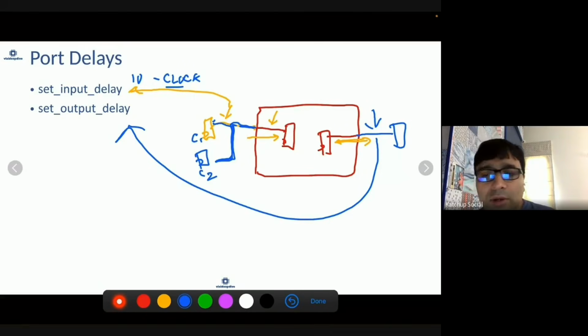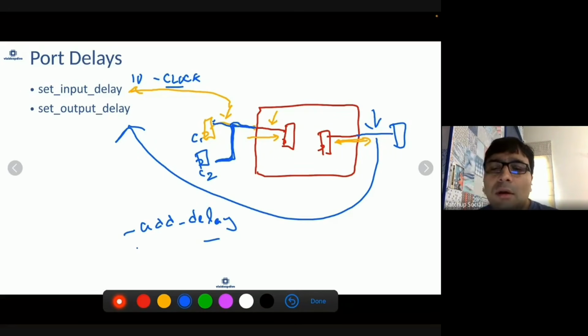If you have more than one delay because the clocks are different, you have to use an option called add underscore delay. So similar to create clock, when you had to define more than one clock, you had to use the add option. You use the add delay option to define more than one delay on a port. You have the min option and max option to define what is the minimum delay and what is the maximum delay, because it's a range. And depending upon whether it's doing setup analysis or hold analysis, it will use the appropriate delay.